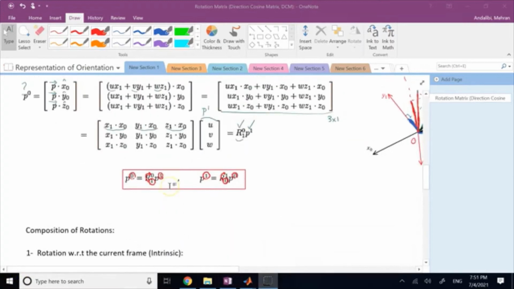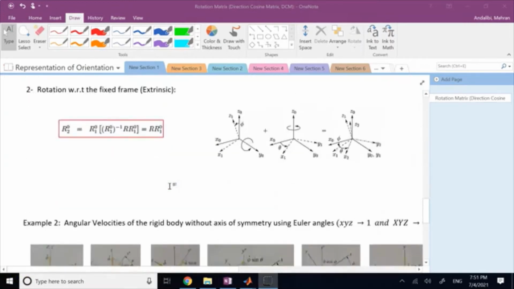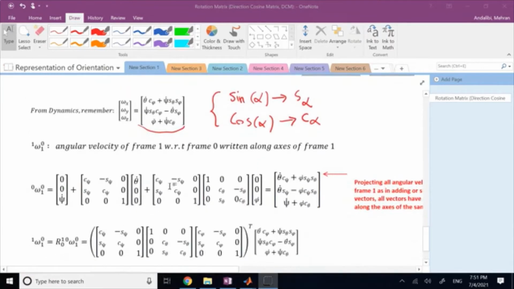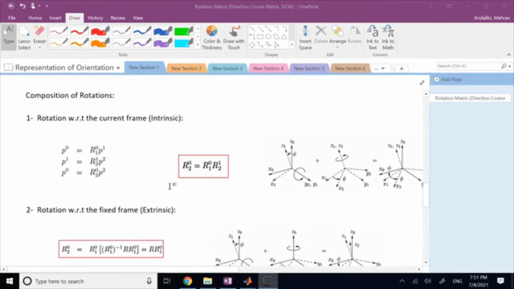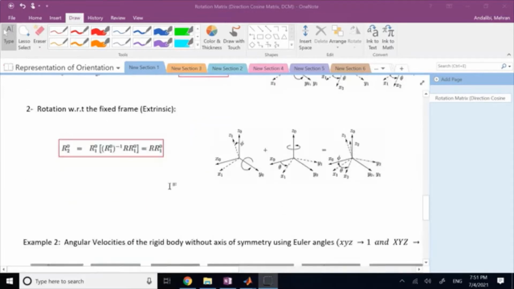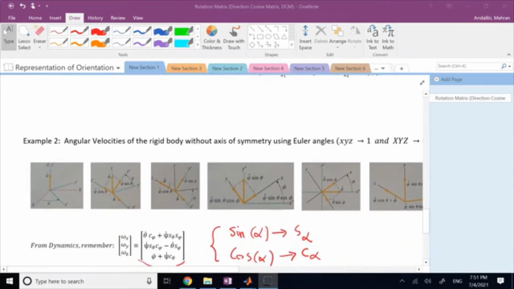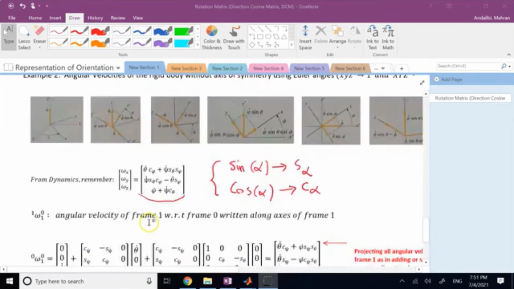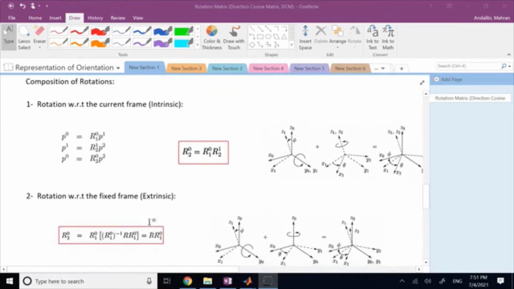Okay, so I rearranged the presentation so that we go according to the order. So first, as I said, we need to understand the composition of rotations to get an equivalent. Then we go back and solve this example, and then we go to similarity transform. But first, composition of rotations.